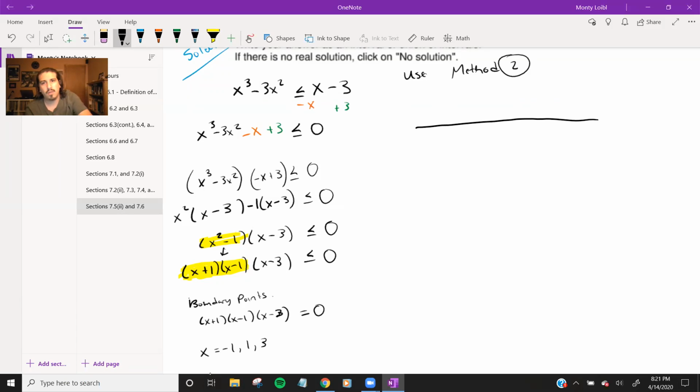Okay, so now we plot our boundary points, which I'll go ahead and mark in orange. Okay, so that means we've got -1, 1, and 3. And just like before, now we just have more intervals to look at, right? We've got 1, 2, 3, and 4 intervals that we need to look at here. Okay, so again, this can be true or false, true or false, true or false, true or false.